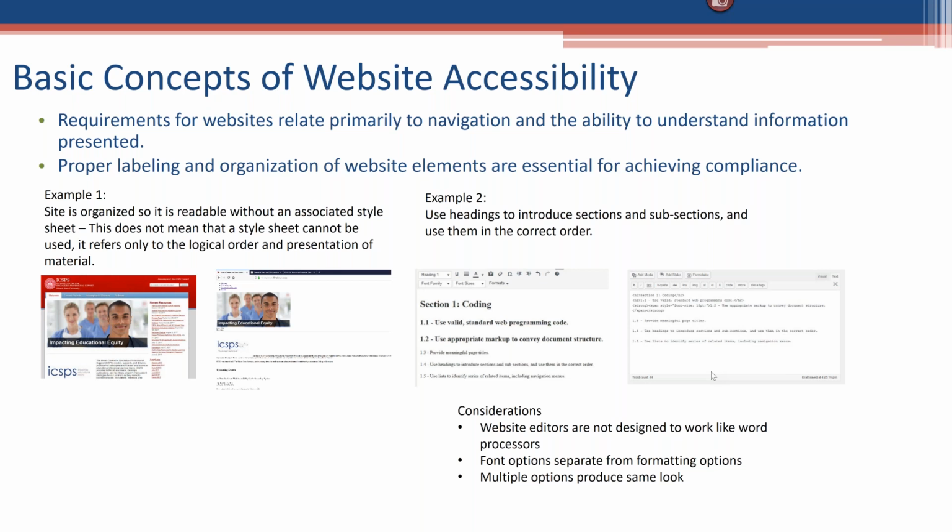And then really importantly, sometimes multiple options produce the same look. So this isn't something you can easily assess by just looking at it visually. The best way for self-assessment would be to actually use assistive technology or go in to look at the code as I've put up on the right-hand side.